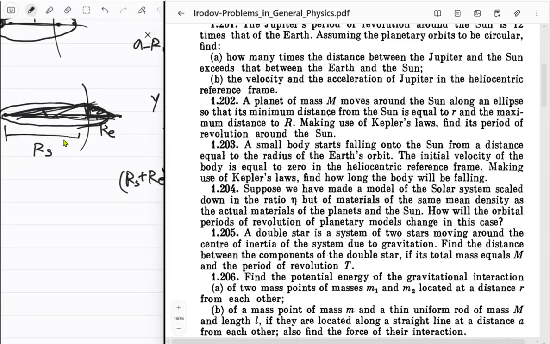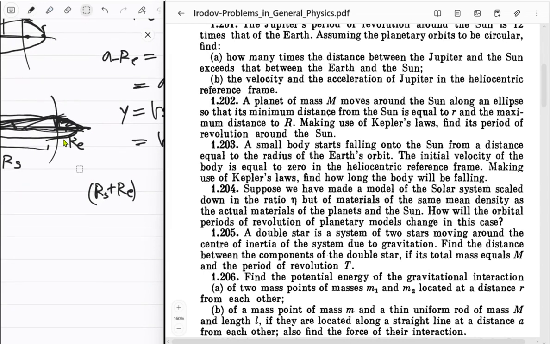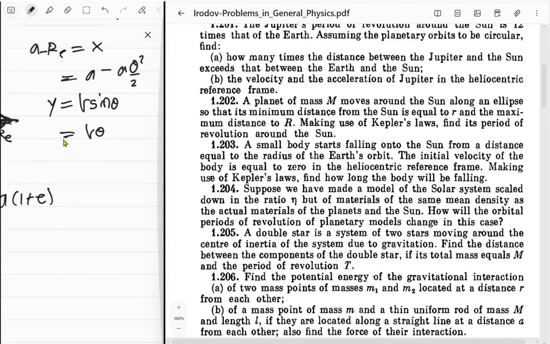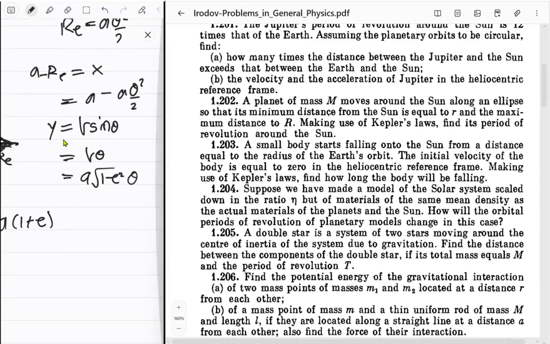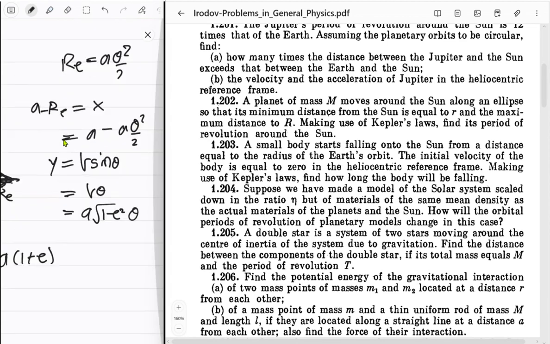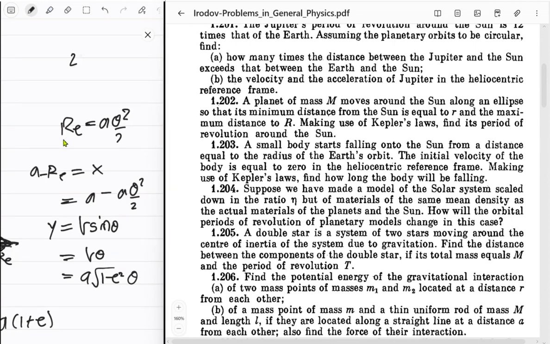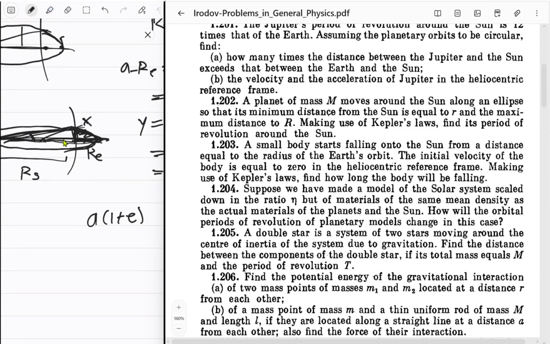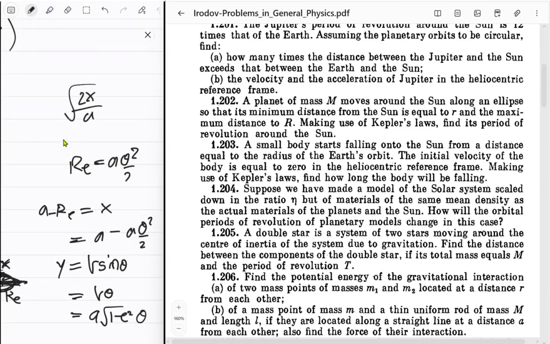Or, instead of that, let's just say this thing is A times 1 plus E. So write everything using eccentricity. This thing would be written as A times square root of 1 minus E square times theta, right? Perfect. And, sorry, what was theta once again? Theta was 2 square root of 2R_E upon A, or let's just say 2x upon A. So this is a distance x away from this pole, right? And then you got this thing. So put that in there.